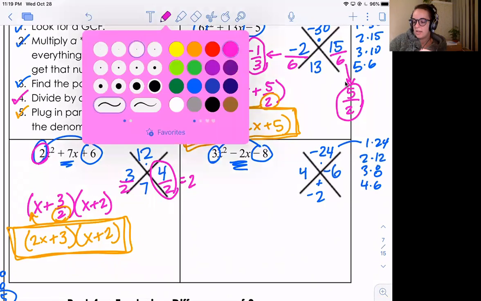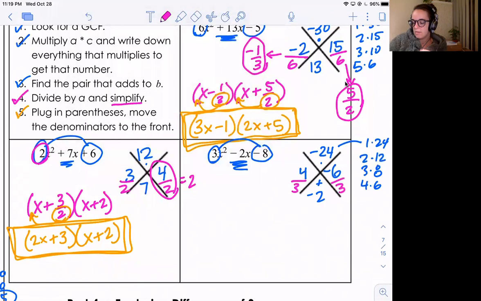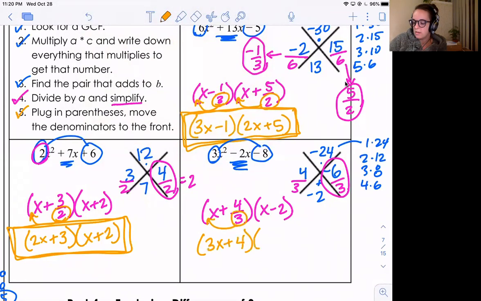I need to divide that 3 back out. So divide by 3. I get x plus 4 over 3, does not simplify. And then negative 6 divided by 3 is negative 2, so x minus 2. And then don't forget to take that denominator, move it out in front here. So we'd have 3x plus 4, x minus 2. And we notice the 3 times the 1 would give me 3x squared. And the 4 times the negative 2 gives me negative 8. So at first glance, it looks like this is correct.